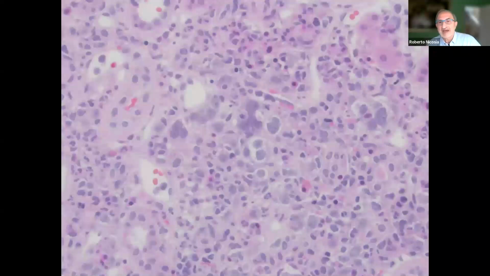In addition, we found focally bizarre-looking large cells with multi-lobed nuclei in a background of a pleomorphic cellular infiltrate, which included also neutrophils and eosinophils, and occasionally also cells with dark hyperchromatic nuclei surrounded by a ring of eosinophilic non-granular cytoplasm.